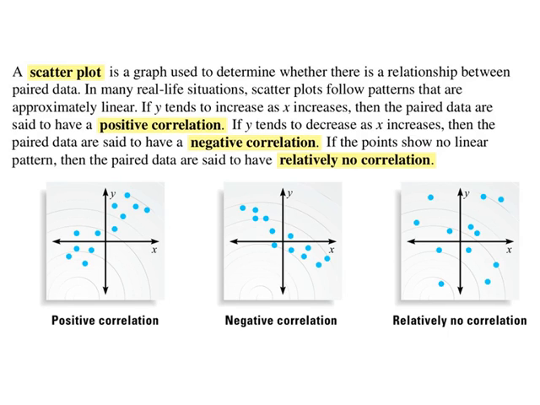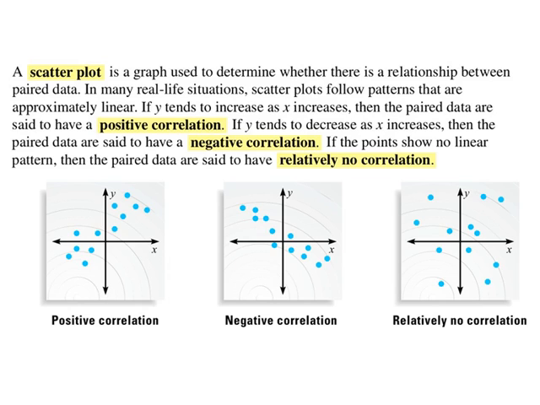Today we are going to talk about correlations of graphs. A scatter plot is a graph used to determine whether there is a relationship between paired data. In many real-life situations, scatter plots follow patterns that are approximately linear. If y tends to increase as x increases, then the paired data are said to have a positive correlation.